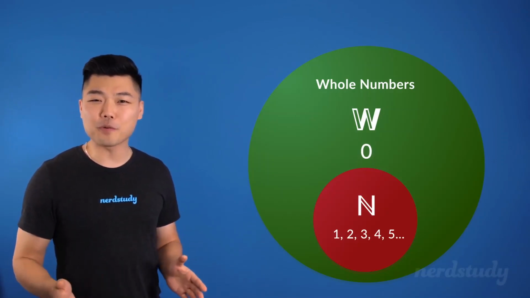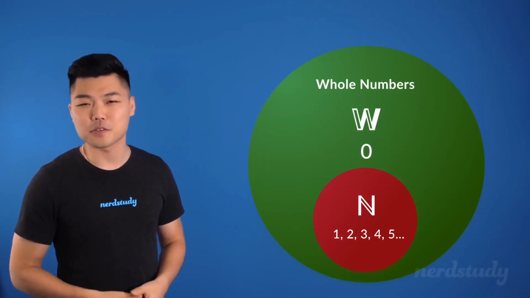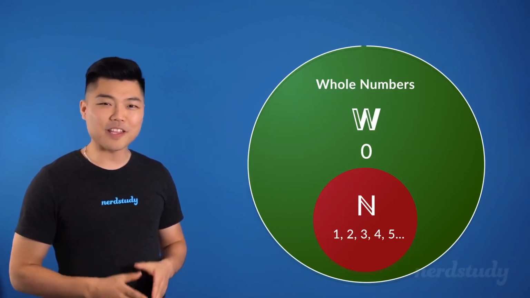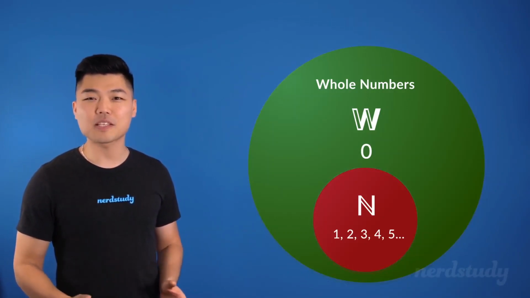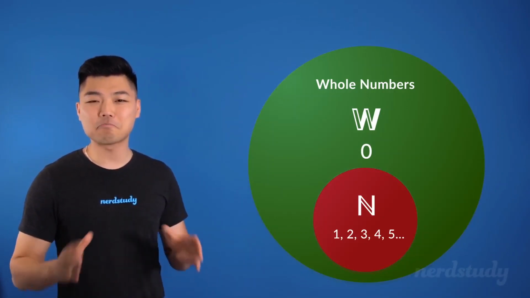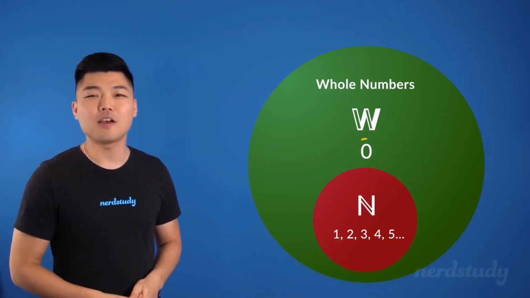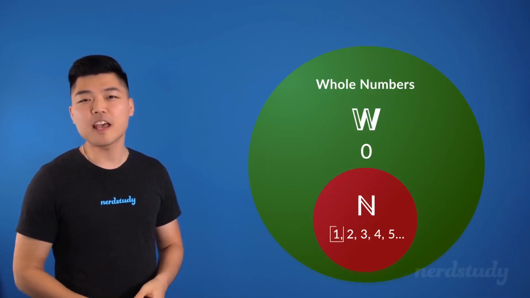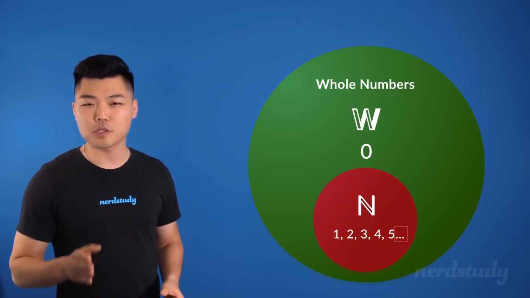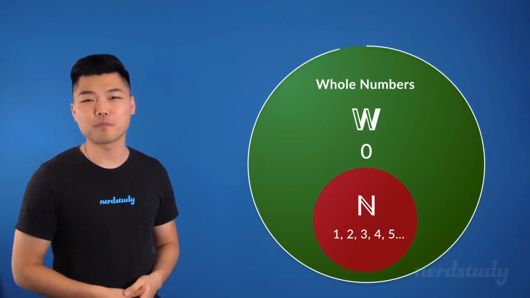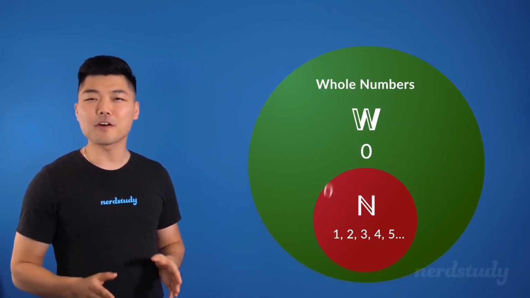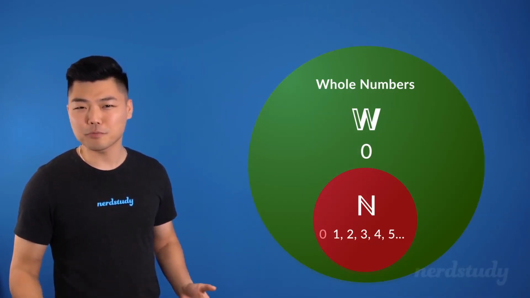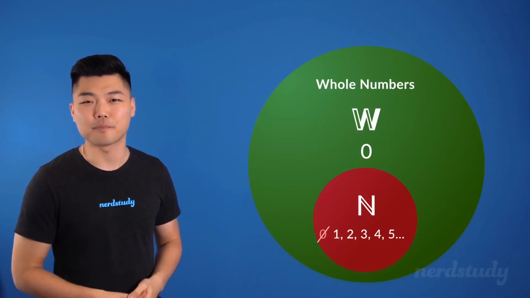Another cool way to remember this is to think about it like this. Whole numbers are exactly the same as natural numbers, except that they start with a number that looks like a whole. Therefore, whole numbers include natural numbers, and this means that any natural number is also considered a whole number, but not necessarily the other way around, since 0 is not a natural number.